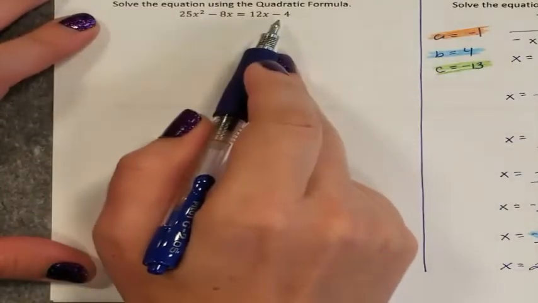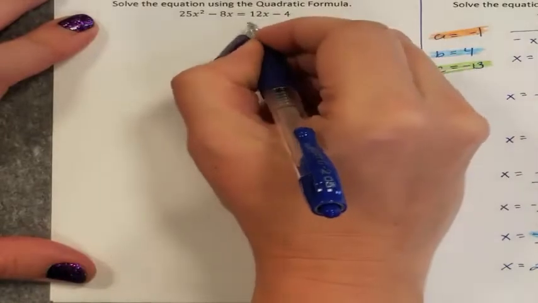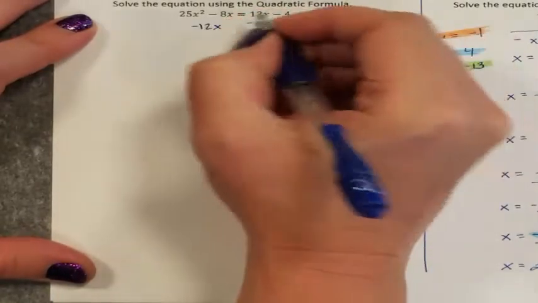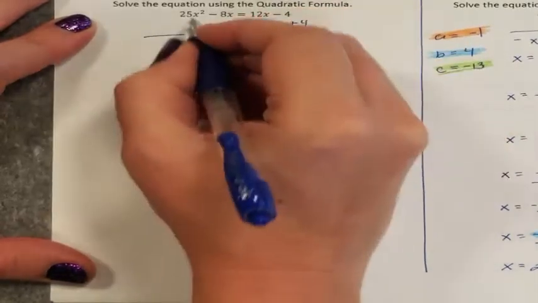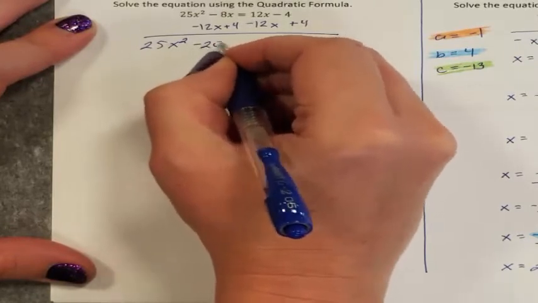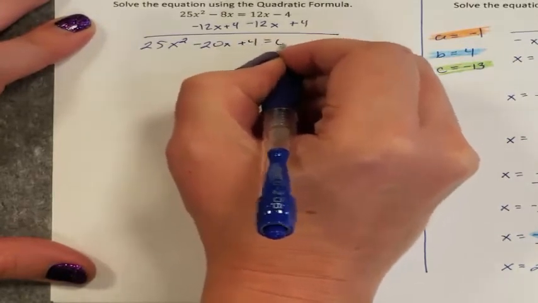It is not equal to 0. If it's not equal to 0, you cannot start it yet. You need to make it equal to 0 first. So we're going to subtract the 12x and we're going to add the 4. So I have 25x squared minus 20x plus 4 equaling 0.